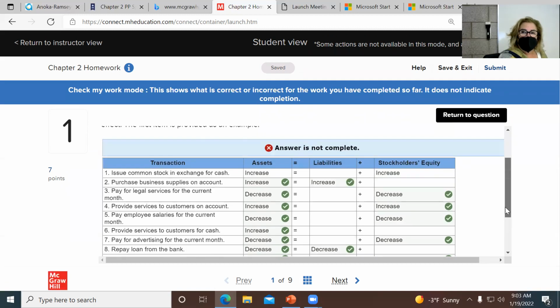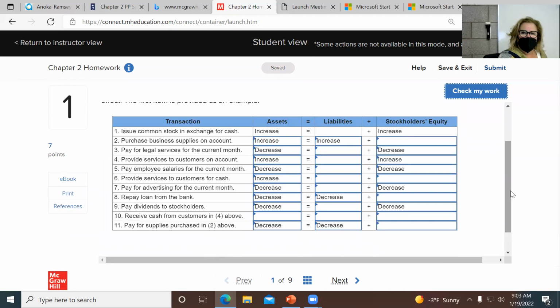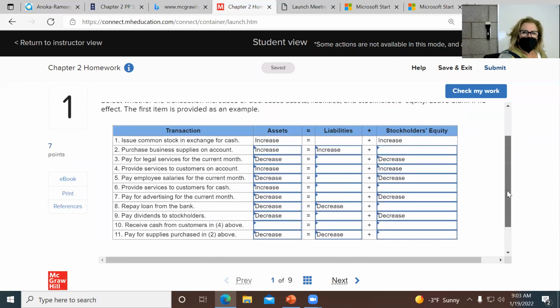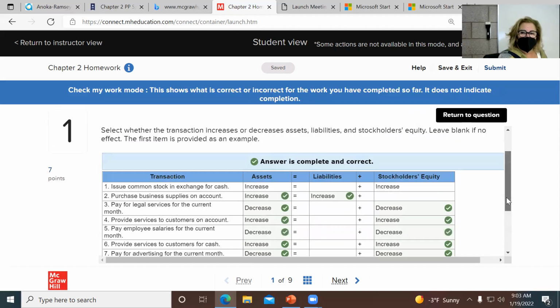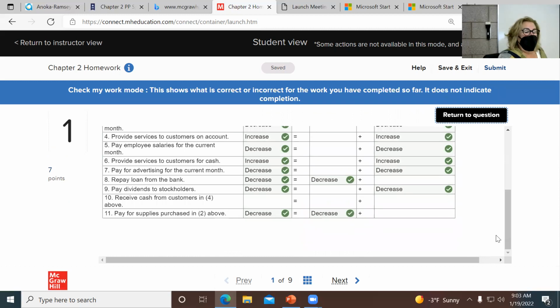Now it says my answer is not complete, but I think it has to be. I did though. Nothing needs to change in it. Remember? Number 6. Oh, what do you know? Provide services to customers for cash. I needed to increase that. I'm sorry. Now it's complete and correct. But guys, do you see in number 10, you do not need to do anything with it? Okay.